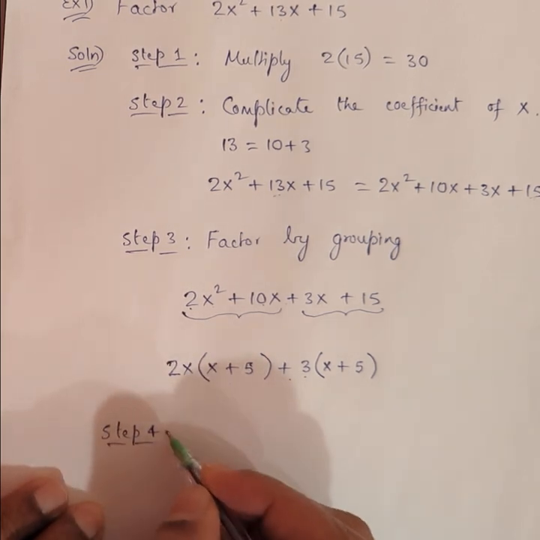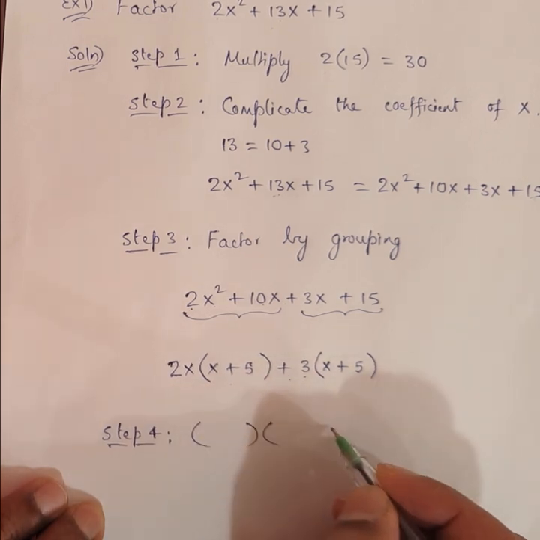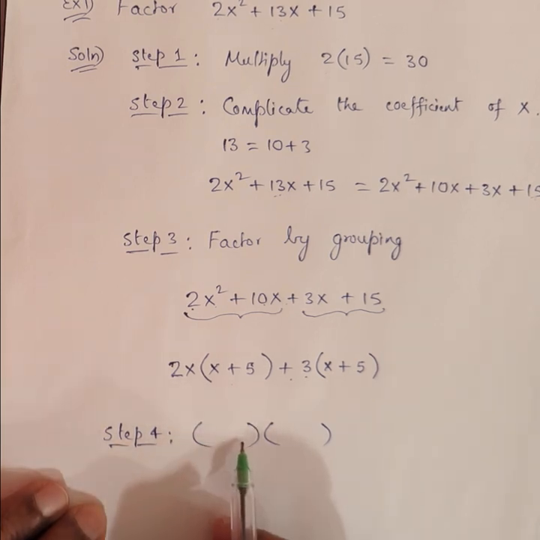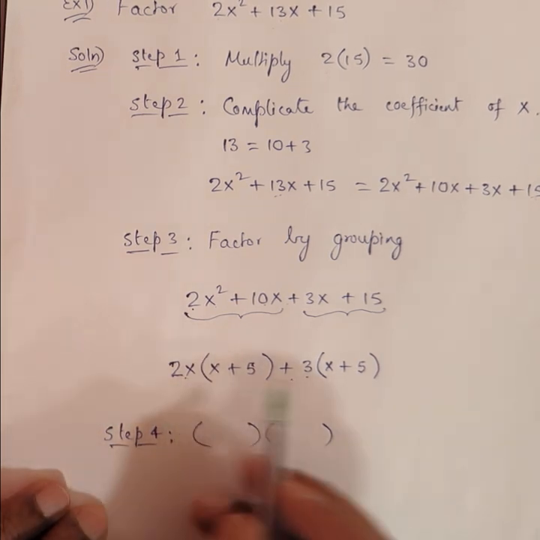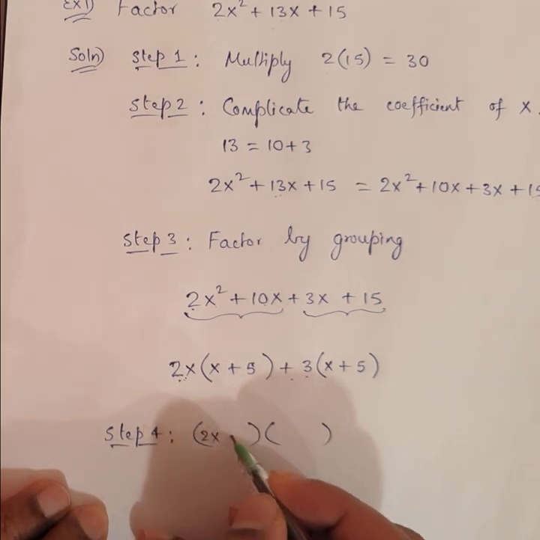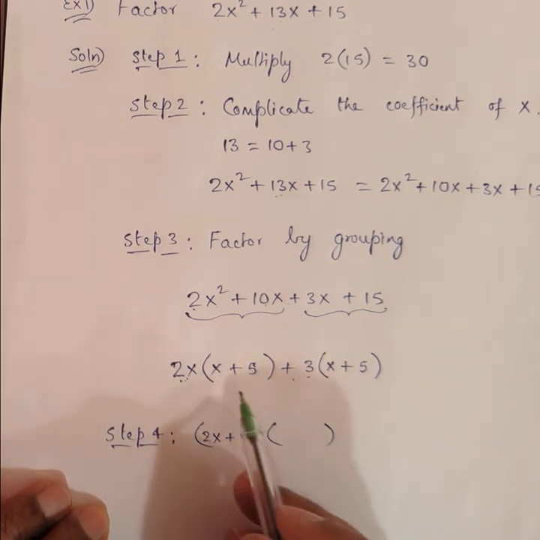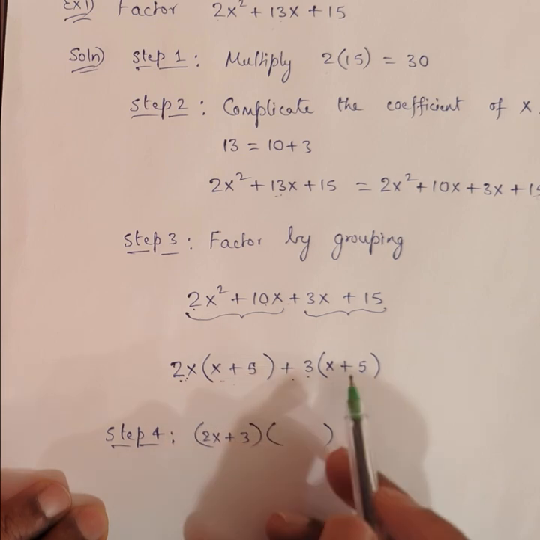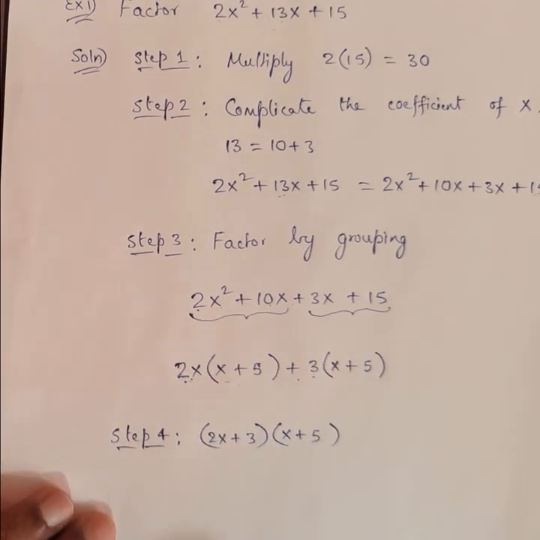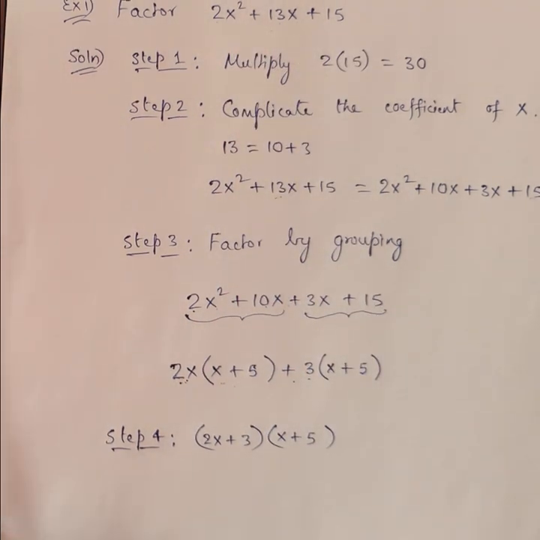In step 4, I'm ready to write down my factors. How do I get my factors? Well, let me say the first factor is what's outside. So outside is 2x plus 3. And the next factor is what's inside. Inside is x plus 5 in both cases. So there is my factorization of 2x squared plus 13x plus 15.